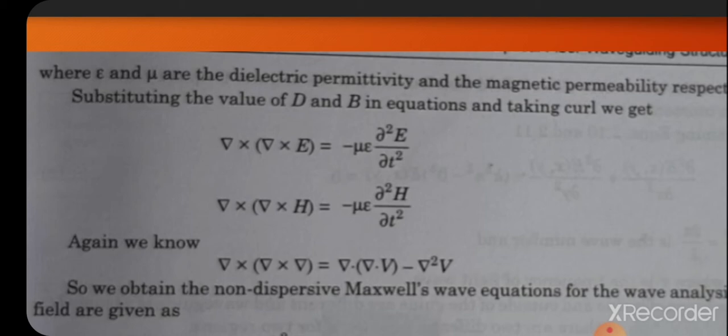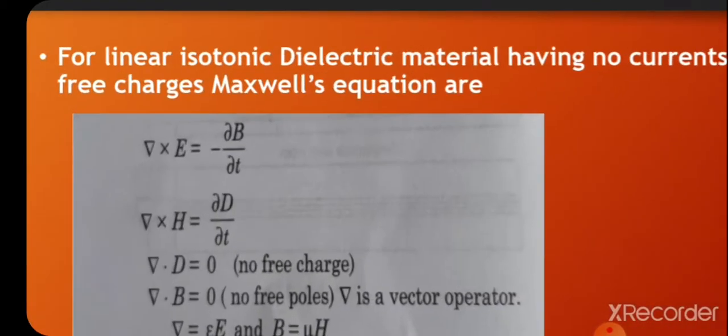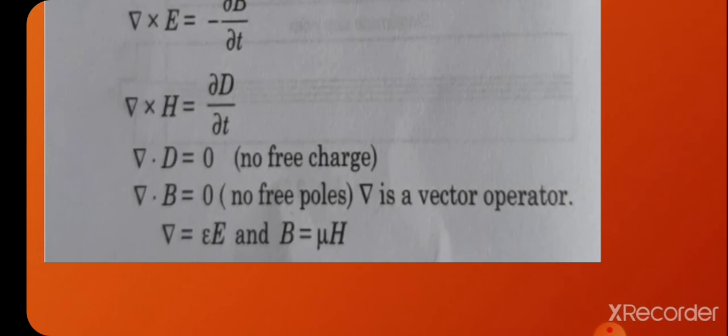Similarly in the second equation, what is the second equation? Second equation is del cross H is equal to dou D divided by dou T.